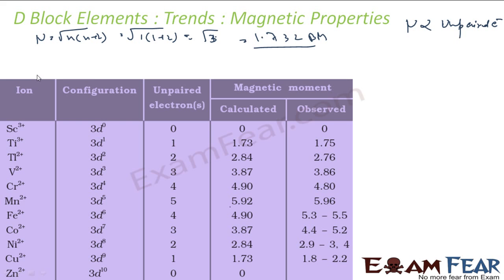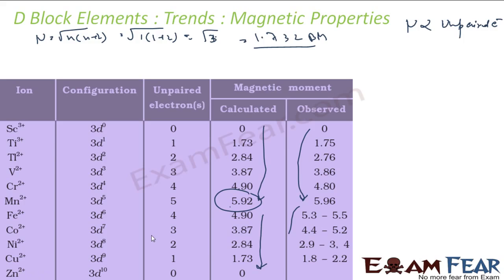If you go from scandium, titanium, vanadium, chromium, manganese, iron, cobalt, nickel, copper, zinc, it increases, right? And then decreases. If you see the calculated value also, it increases, is maximum here, and then again decreases. Why? Because the number of unpaired electrons, we have seen, increases and then decreases. Same thing. Since the magnetic moment is dependent on the unpaired electrons, which increase and then decrease in a given series, the magnetic moment also increases and then decreases in a given series.